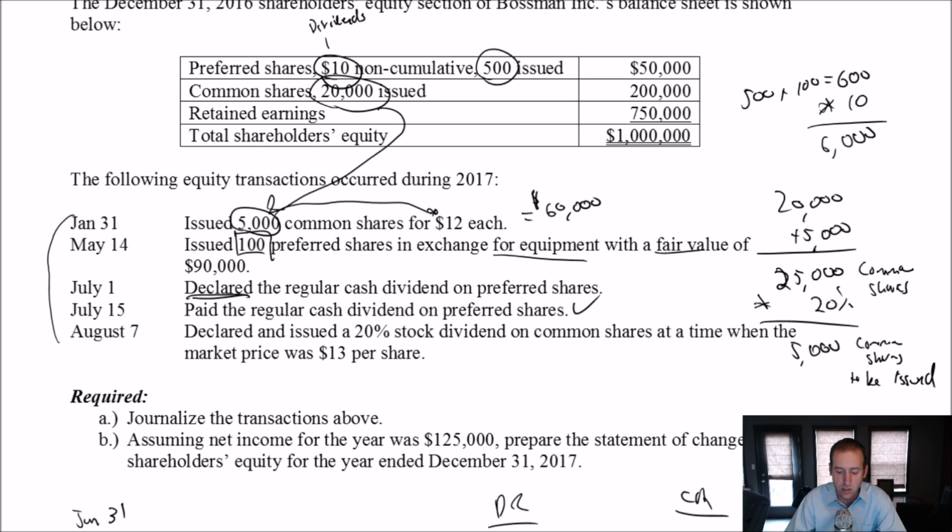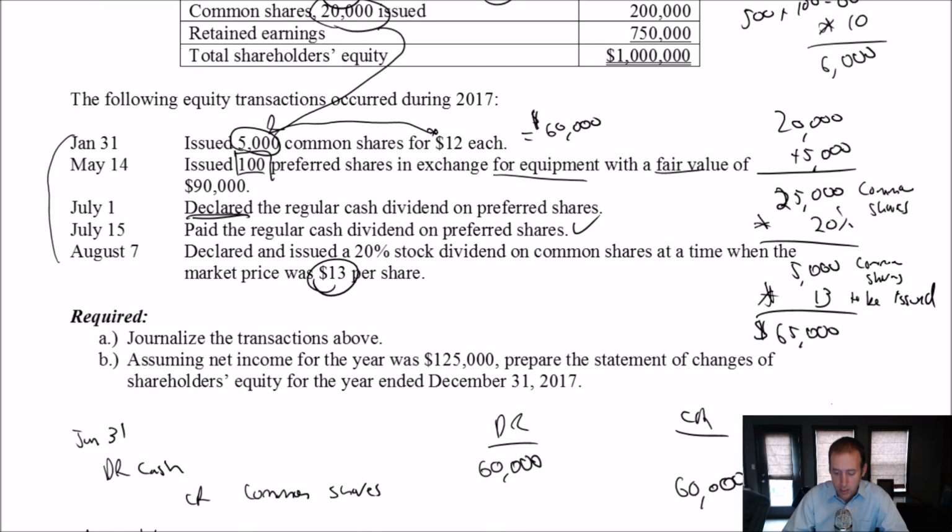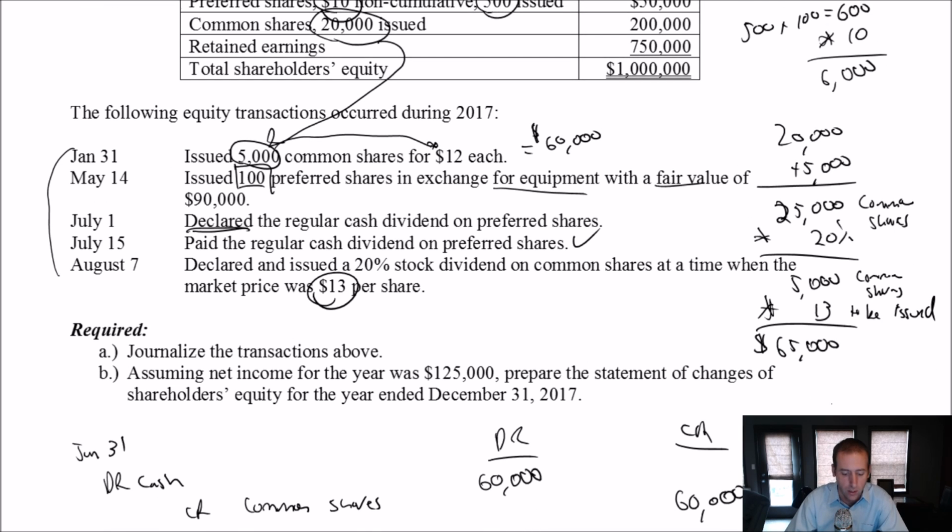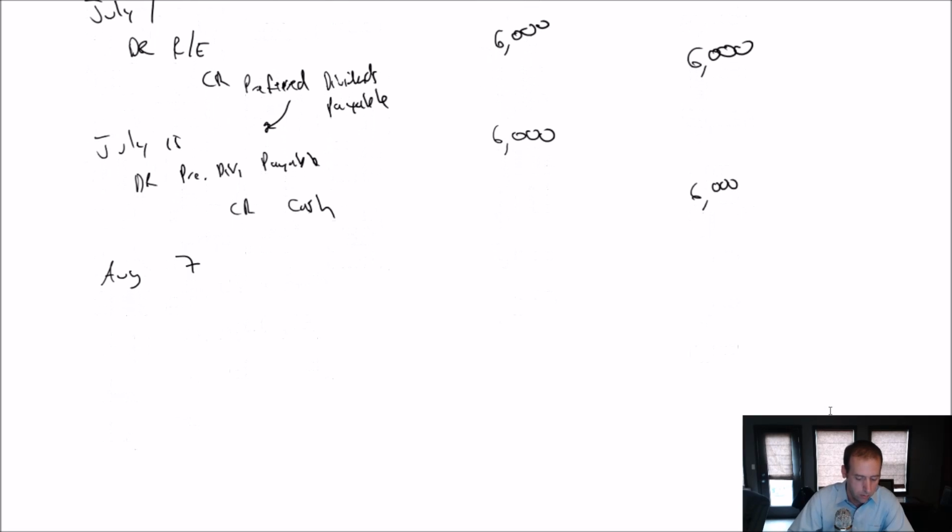So 5,000 common shares are going to be issued at a time when the price is $13 per share. So that means that's $65,000 worth of common shares going out into the world. So when $65,000 of common shares go out into the world, we credit common shares to say those shares are being issued. There's more equity out there in the world.